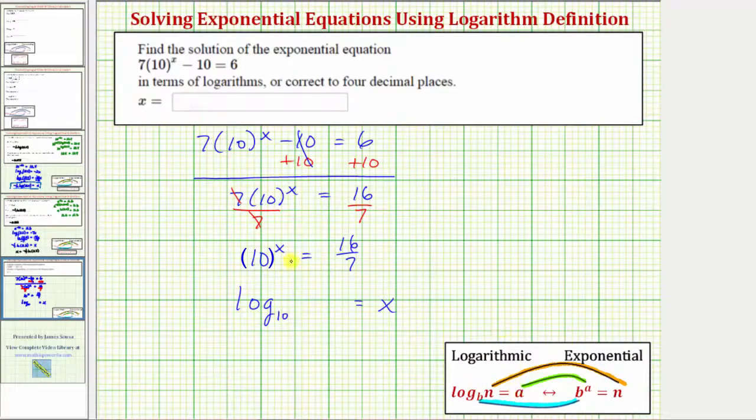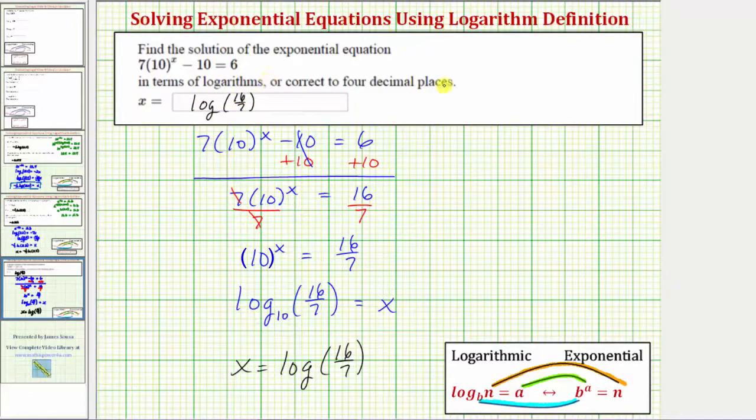And then finally, because the exponential is equal to the number 16/7, we have log base 10 of 16/7 equals x. So notice how by writing the equivalent log equation, we now have an equation that is solved for x, and therefore our exact solution is x equals common log of 16/7. Again, common log is log base 10, and for common log, we don't need to write the base. So this would be the exact solution for x.